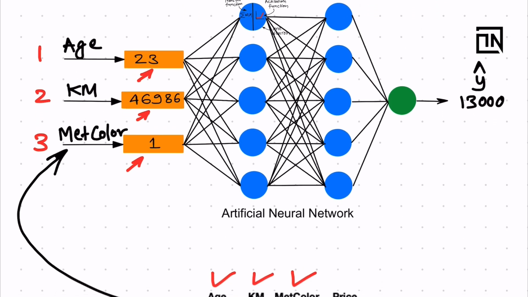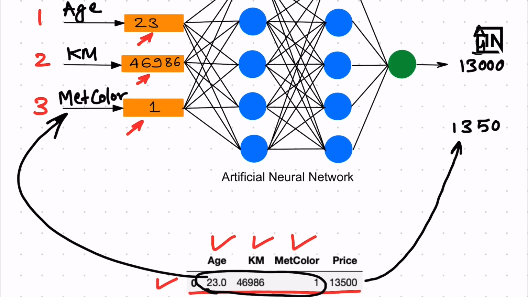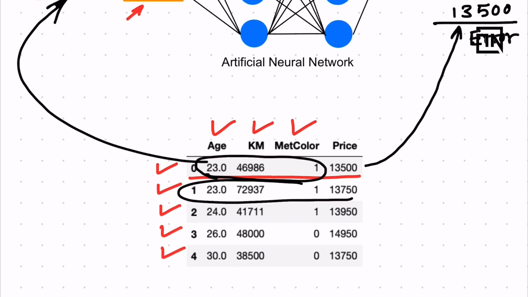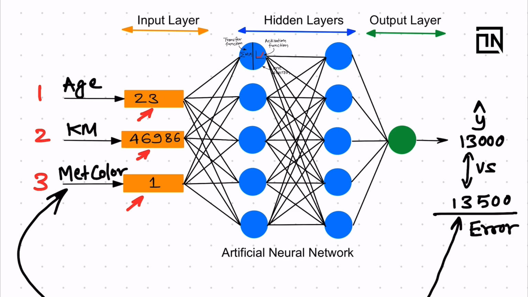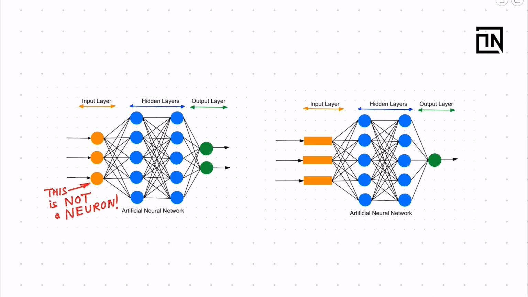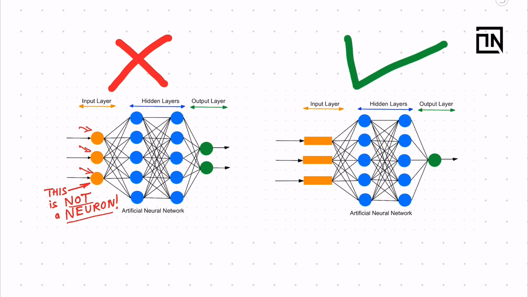This output is compared with the original value and the error is computed, and based on this error, the backward propagation happens where the weights are adjusted. The same procedure is repeated for all the rows. So I hope this is clear now and you will not make the mistake of representing the input layer placeholders with circles, because they are not neurons and the circle shape is typically used for neurons.